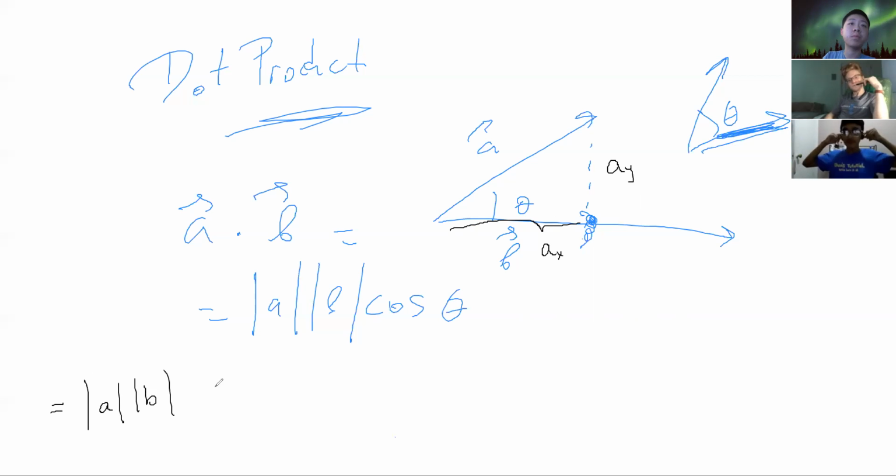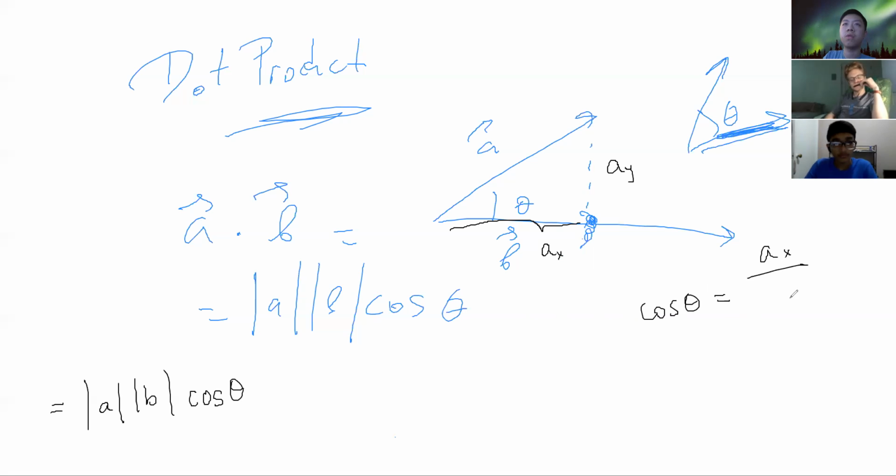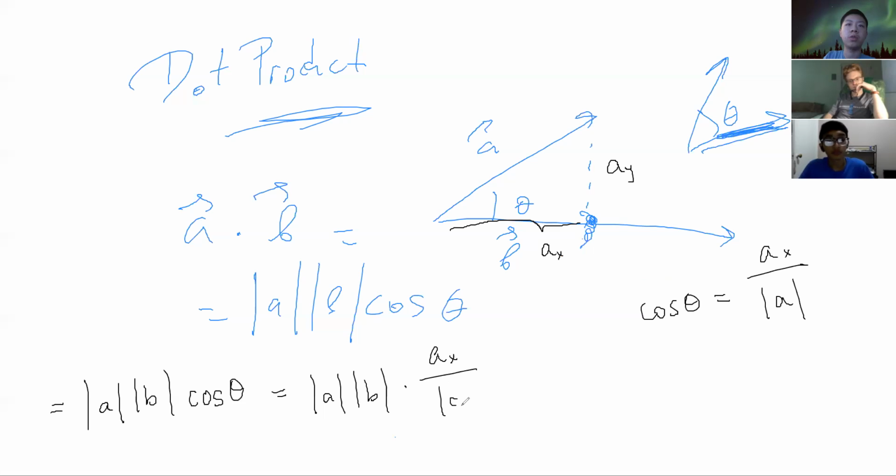So AB times the cosine of theta, right? So cosine of theta is then going to be equal to A sub x over the magnitude of A. So that means this is going to be equal to the magnitude of A times the magnitude of B times A sub x over the magnitude of A. And then now these cancel out. Now, what is the magnitude of B?